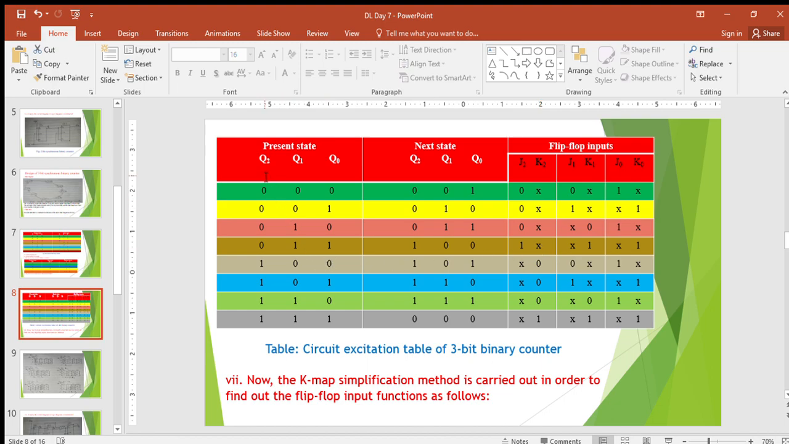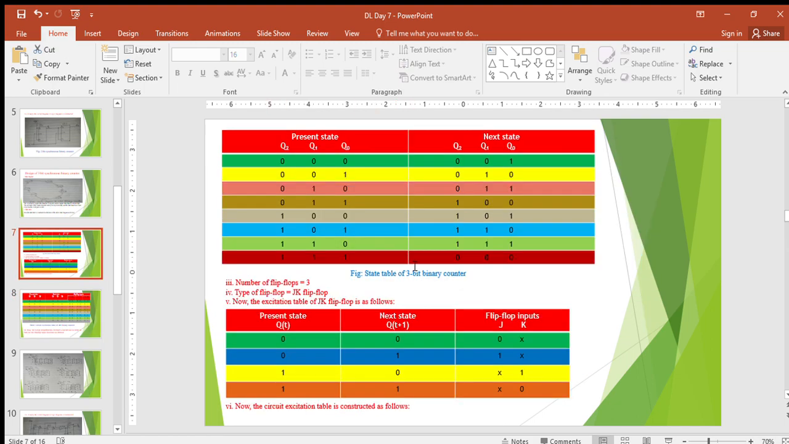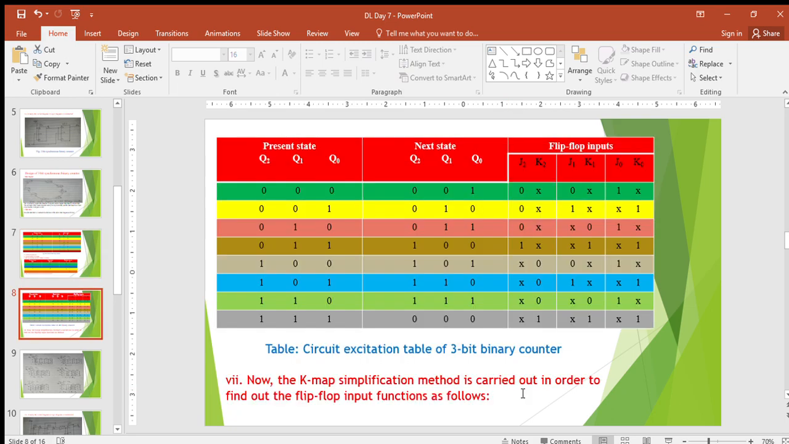Now in the next state, when the present state of Q2 is 1 and the next state of Q2 is 1, let's see what happens. When the present state is 1 and the next state is 1, then the flip-flop inputs will provide the value as don't care and 0.